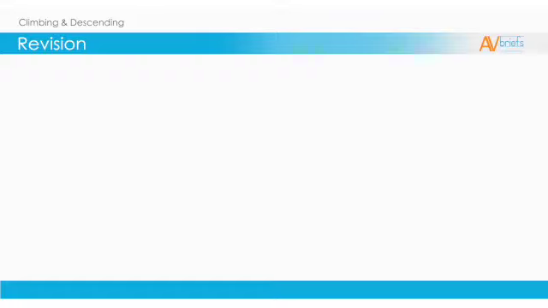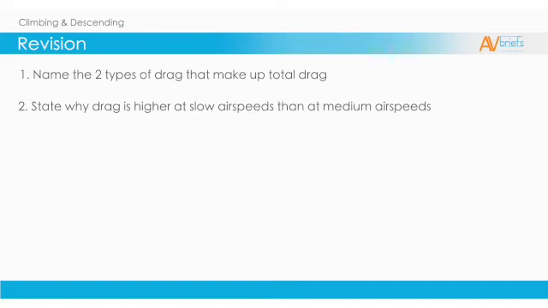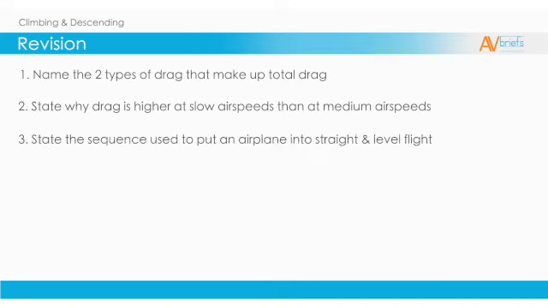As always, let's get started with some revision and make sure you are ready for this lesson. Number 1. Name the two types of drag that make up total drag. Number 2. State why drag is higher at slow airspeeds than at medium airspeeds. Number 3. State the sequence used to put an airplane into straight and level flight. Number 4. What is the purpose of dihedral?